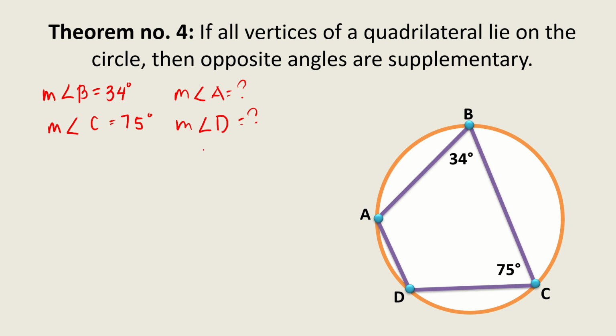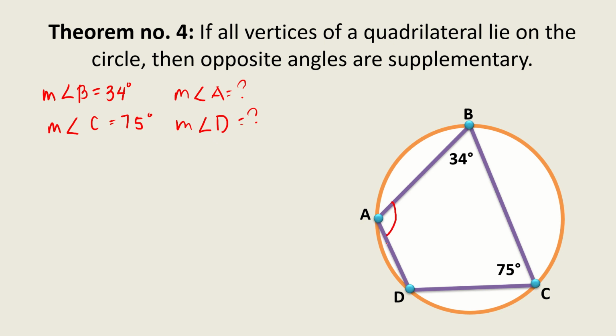How do we get that? Again, according to theorem number 4, if all vertices of a quadrilateral lie on the circle, then the opposite angles are supplementary. That means we can use that. We need to know the angle opposite angle A, and we also need to know the angle opposite angle D. Okay, let's start with angle A first. Let us find angle A first. This is angle A.